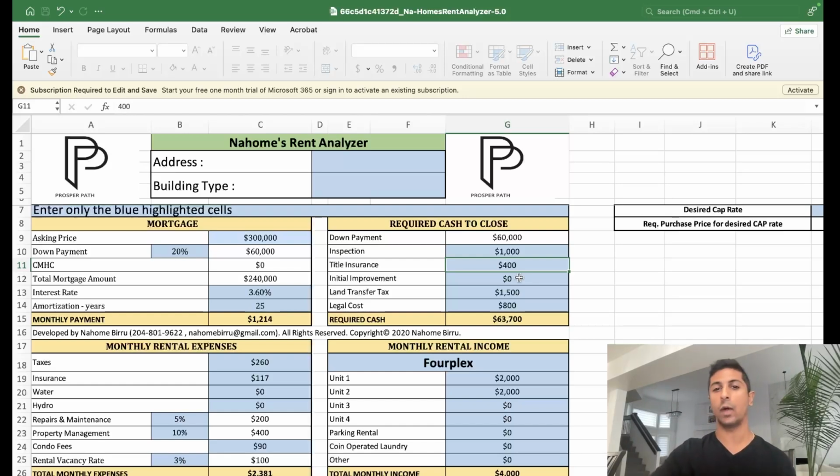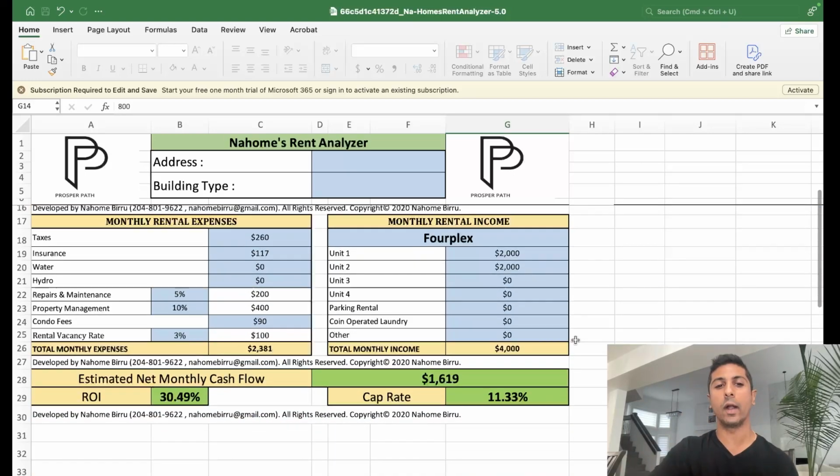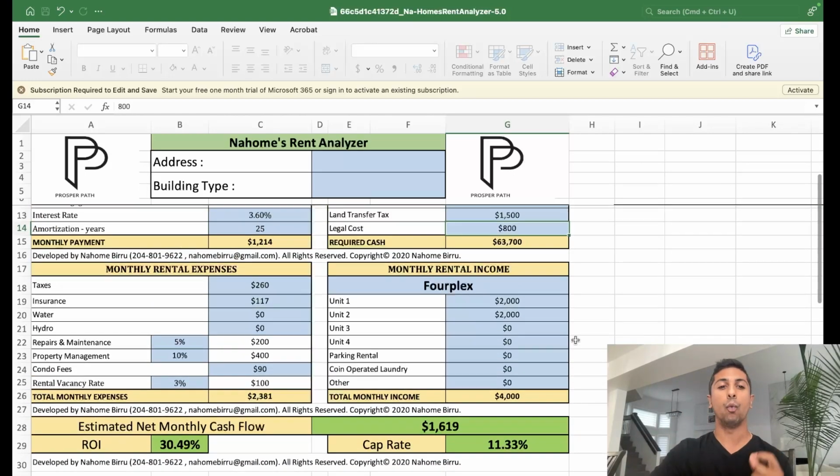It's a turnkey property, so I have zero initial improvement. So I'll put zero there. My land transfer tax to buy this property, to register this title from the previous owner to my name, is going to cost money. So you've got to pay land transfer tax on that. Let's say my legal costs are $800. So my cash required, the money that I had to bring in on this deal, is $63,700.